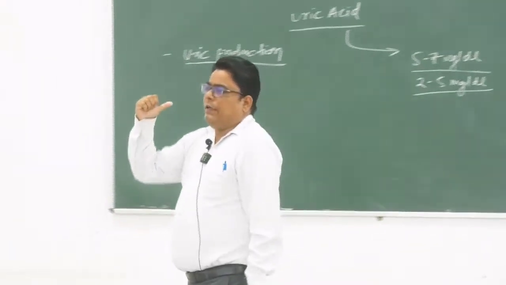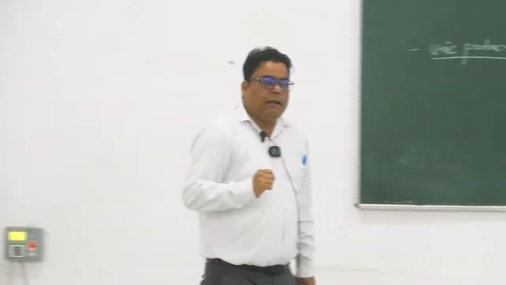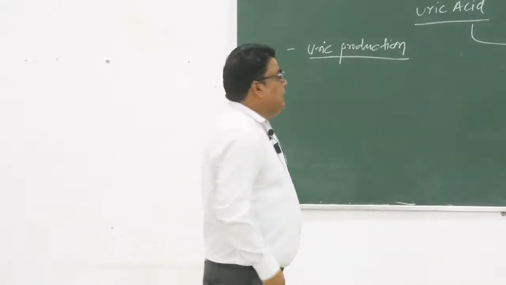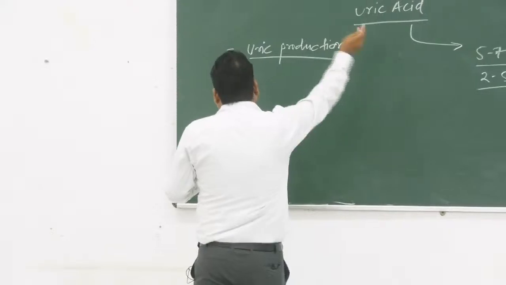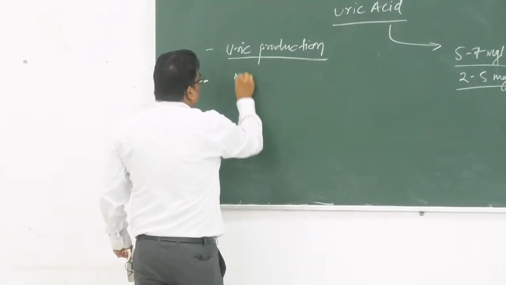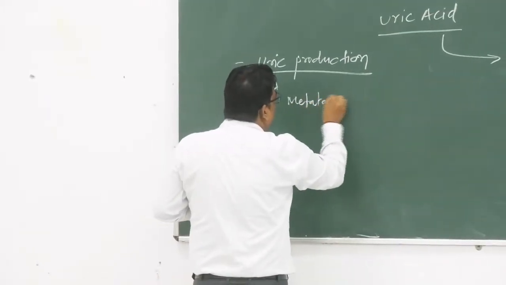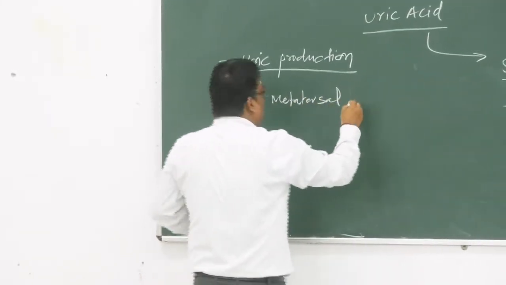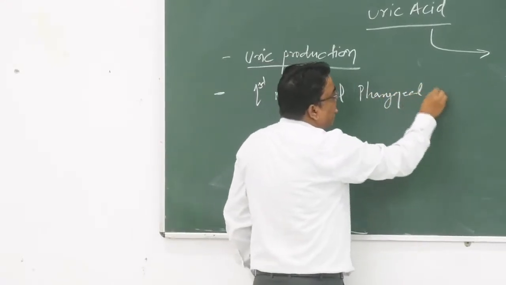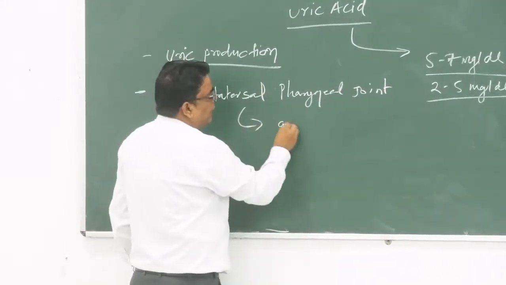But it is only a clinical sign that hyperuricemia occurs. But when there is overproduction of uric acid, what happens? They can firstly... that is on your great toe.